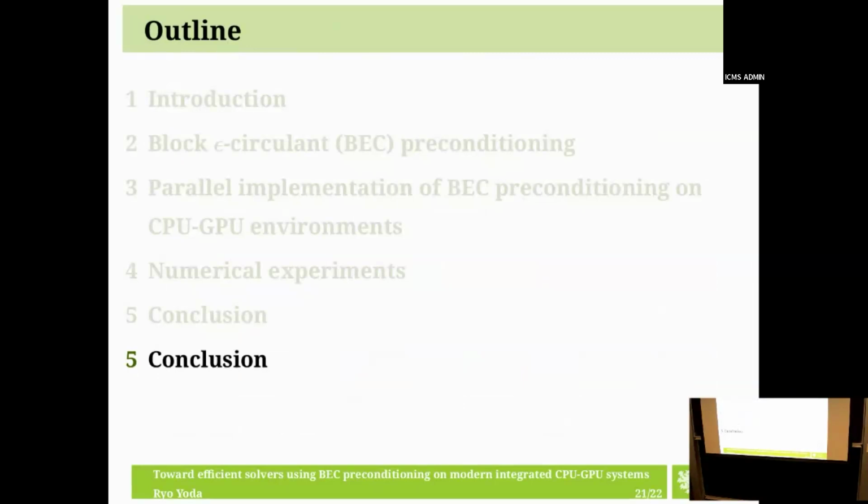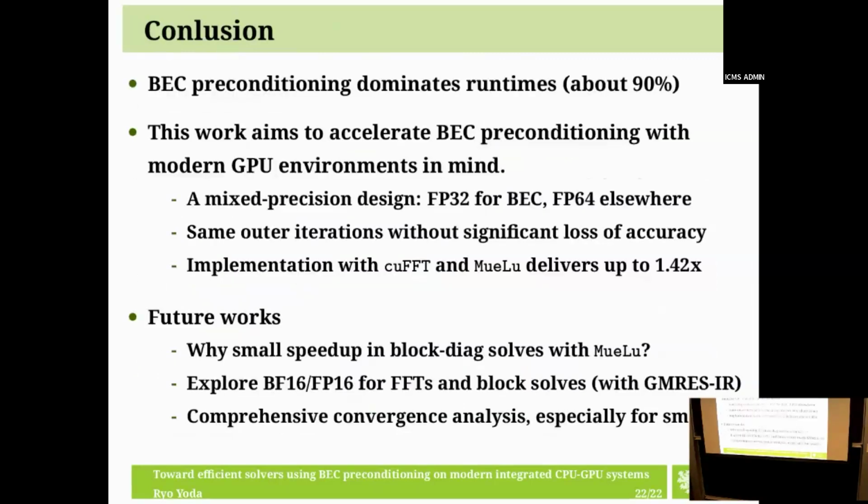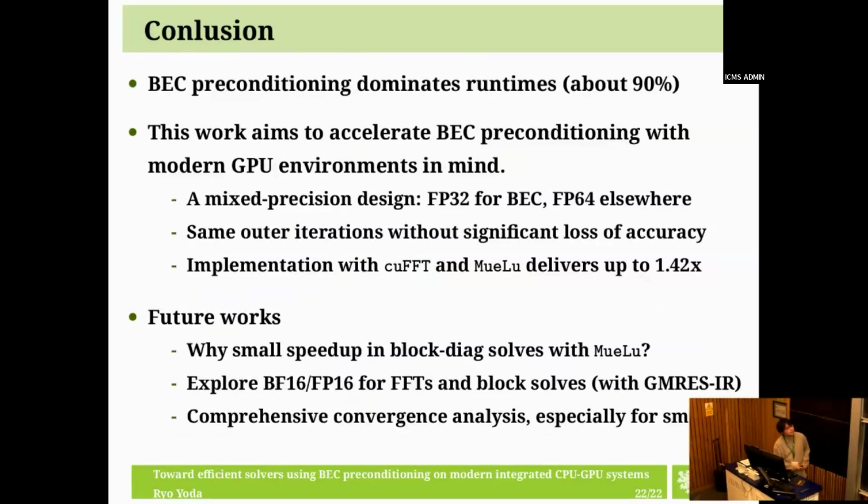So let me conclude my work. The motivation of my work is that the preconditioning steps dominate the runtime, approximately 90% for my problems. This work aims to accelerate the GPU steps with the modern GPU environment in mind. We introduced a mixed precision design with single precision for the preconditioning steps, while the other steps are performed in double precision. Numerical experiments show the same outer iterations without significant loss of accuracy, assuming 10 to the minus 10.